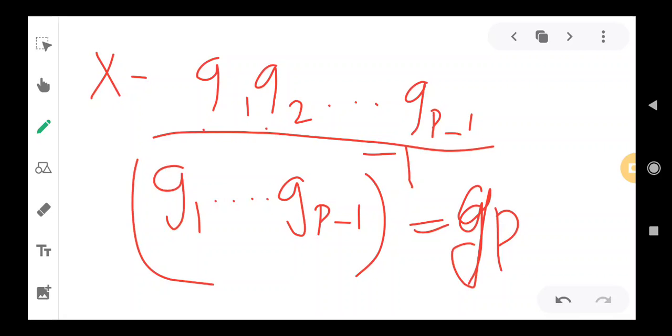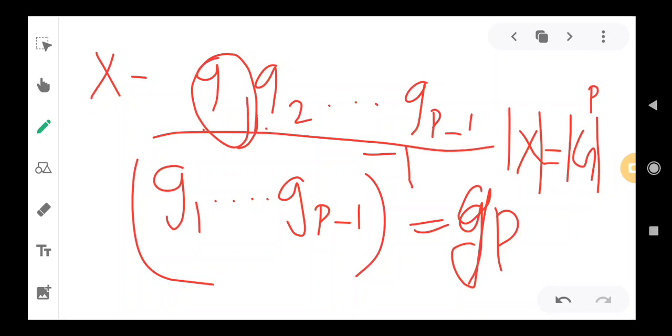So we can say that each Gi has cardinality of G choices. G1 can be any element of G we can take. That is, the cardinality of X is equal to the cardinality of G to the power P minus 1. Because Gp is determined by the other P minus 1 elements, and each has cardinality of G choices, the cardinality of G to the power P minus 1 will be the cardinality of X.